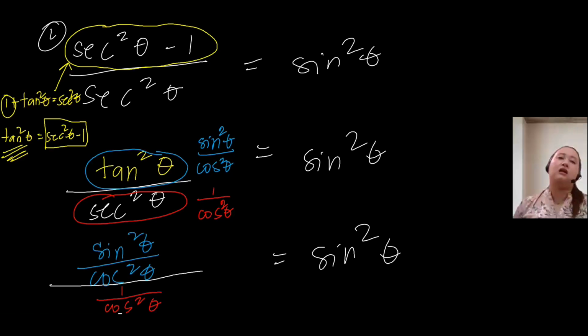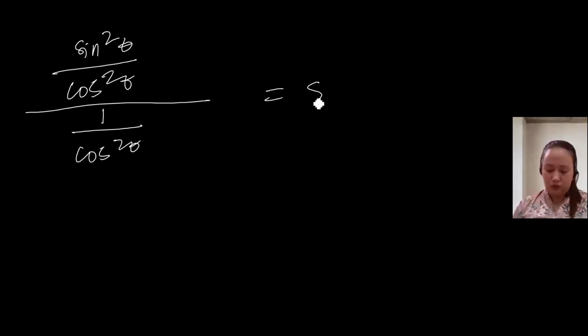Again, as you can see, we have a fraction on the numerator and a fraction on the denominator, and both have the same denominators. So we can actually easily cancel this. Or if you want, okay, I will clear the screen. If you want, you can rewrite it. So sine squared theta over cosine squared theta all over 1 over cosine squared theta equals to sine squared theta.